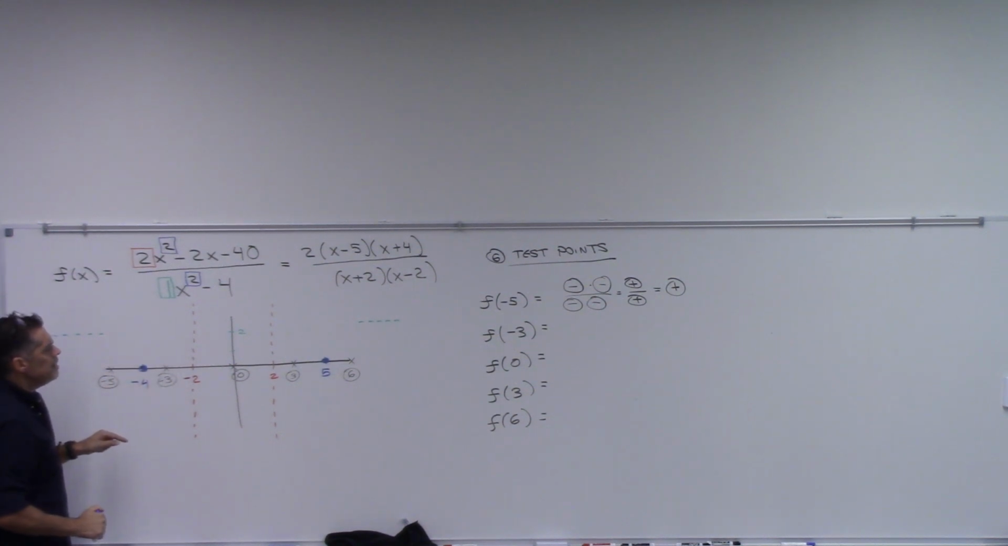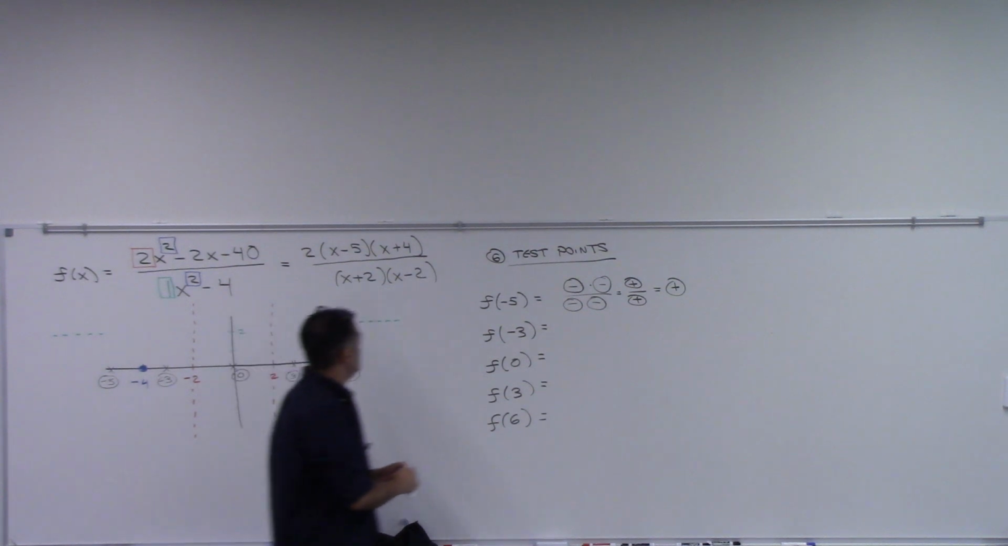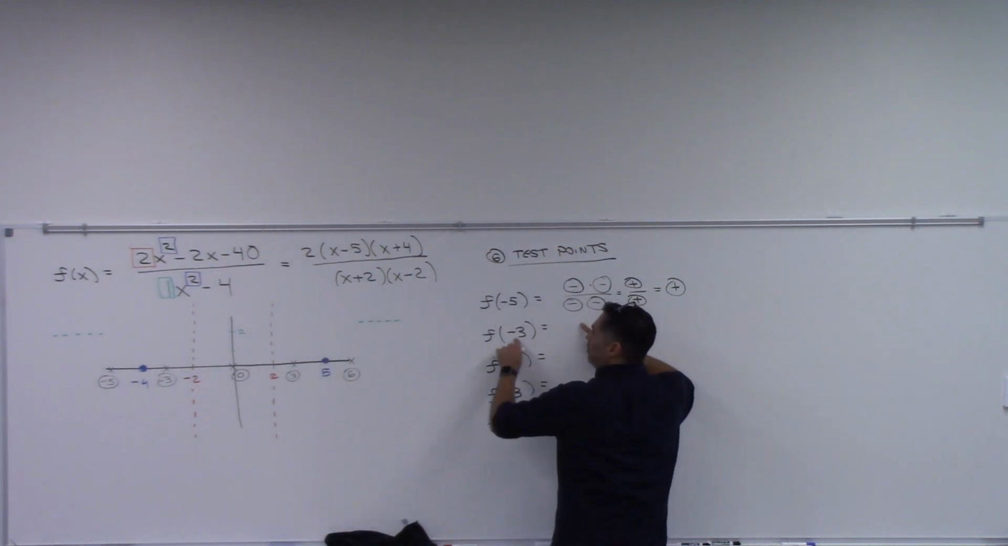-3? No, I think it should be negative. Negative on the bottom. It should be negative. Should we do it? Negative and it multiplies to the other one. Let's do it. -3 right here.